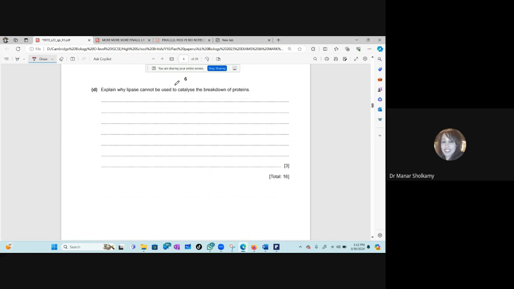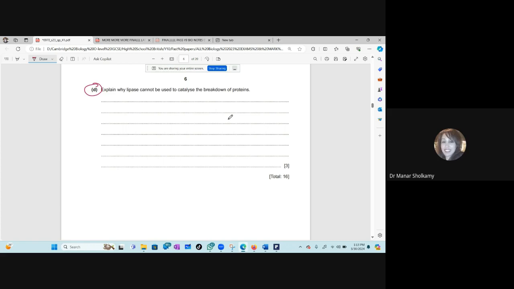Explain why lipase cannot be used to catalyze the breakdown of proteins. This is a nice question here. Because lipase is responsible for the digestion of fats, not proteins. Okay, you will take 1 out of 3. We are talking about enzymes in general. They don't have a complementary active site to the substrates.